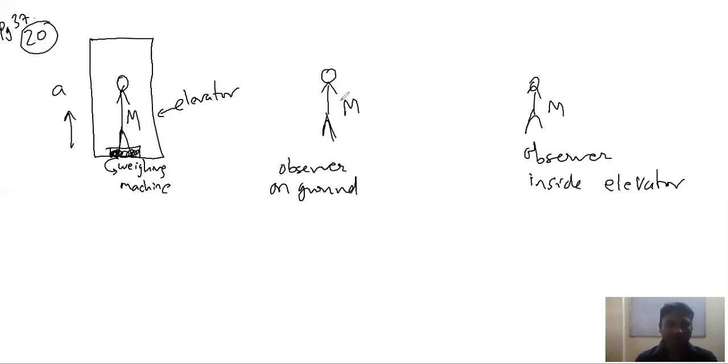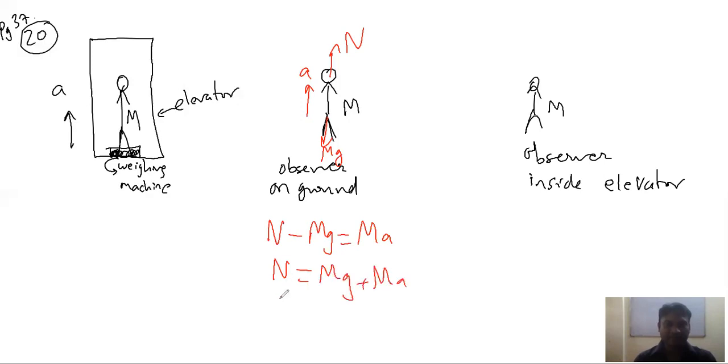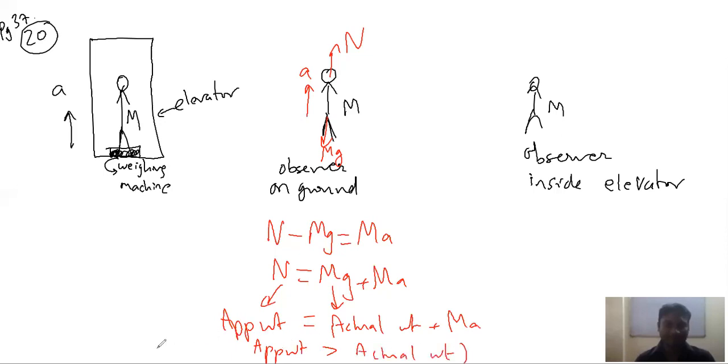One force on him will be mg in the downward direction. Another will be the normal reaction in the upward direction, and acceleration will be in the upward direction. So in this case, the equation will be N minus mg is equal to ma. So N is mg plus ma, and this is the apparent weight. That is mg, which is the actual weight, plus ma. Which of these will be greater? Of course, the apparent weight will be greater than the actual weight. So the man will feel heavy.